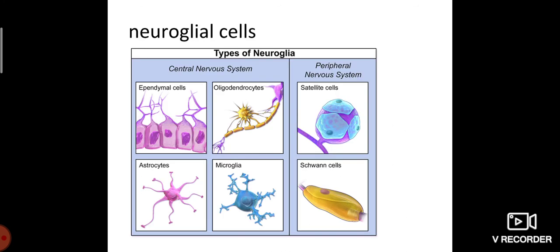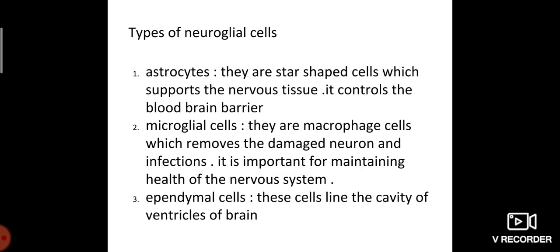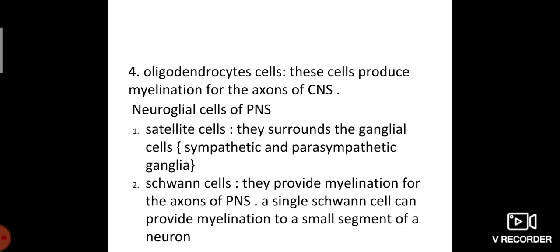Okay, now the next one is the ependymal cell. These look like a lining epithelium. This is the ependymal cell, a lining epithelium which lines the ventricles or the cavities of the brain. Ependymal cells are those cells which line the cavities of the brain. Then the fourth one is oligodendrocyte cells. These are important cells which provide myelination in the central nervous system.